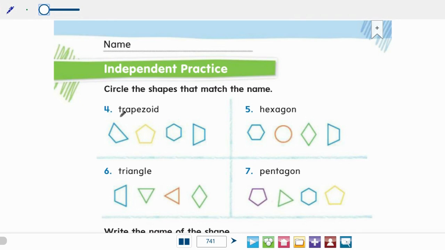All right. Well, for our first one right here, we're looking for trapezoids. Well, remember, a trapezoid is a 4-sided shape, and it does not have all parallel sides. So when I take a look, this first one right here has got 1, 2, 3, 4, and these two are not parallel. So this is, in fact, a trapezoid.